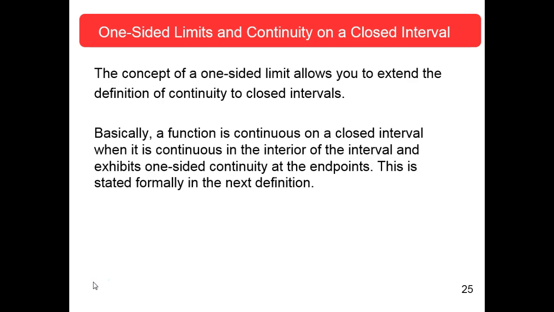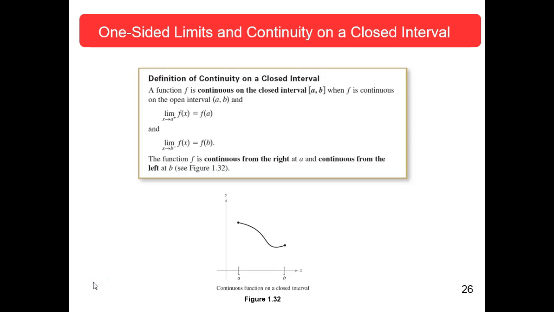The concept of a one-sided limit allows you to extend the definition of continuity to closed intervals. Basically, a function is continuous on a closed interval when it's continuous on the interior of the interval and exhibits one-sided continuity at the endpoints. That is stated formally in the next definition. A function f is continuous on the closed interval a to b. Notice the brackets here now. That means we're including the endpoints.